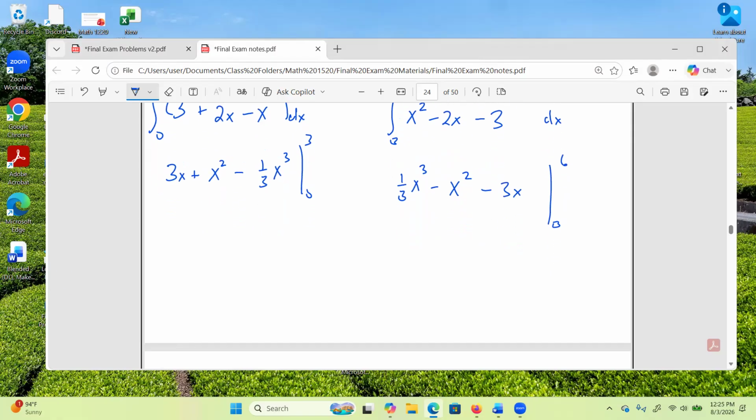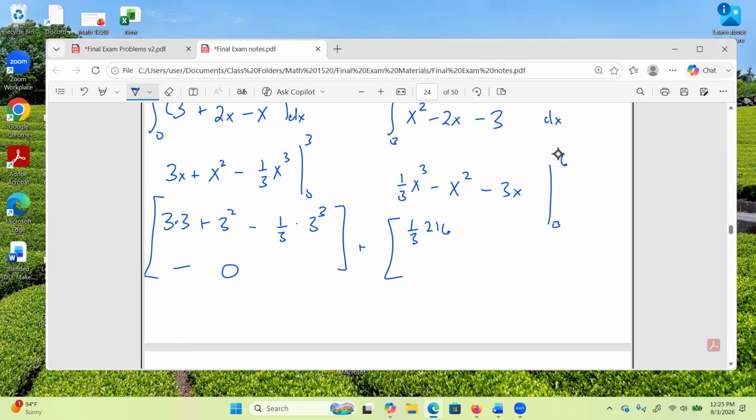It's the arithmetic. So we've got 3 times 3 plus 3 squared minus 1/3 times 3 cubed. Okay, and we'll go ahead minus 0 because 0 is the other part of this. Okay, so we'll go ahead and sort that out. Plus, here we've got 1/3. 6 cubed is going to be 216.